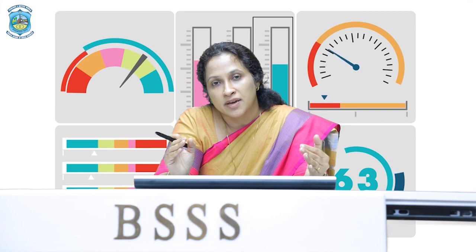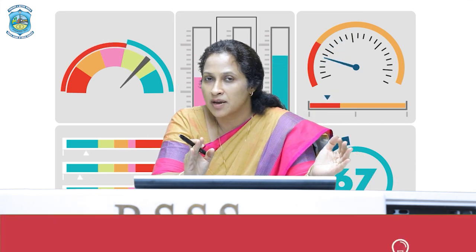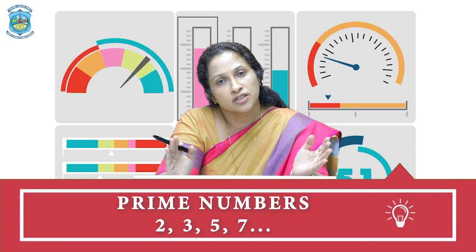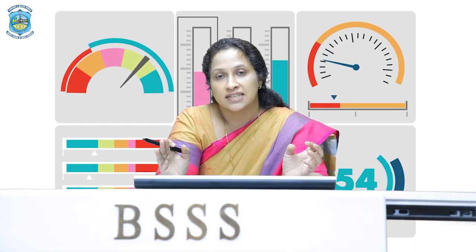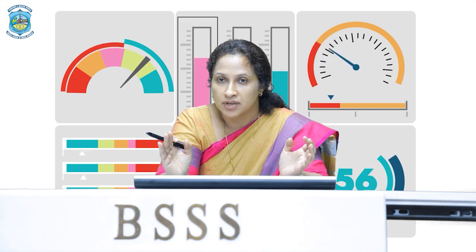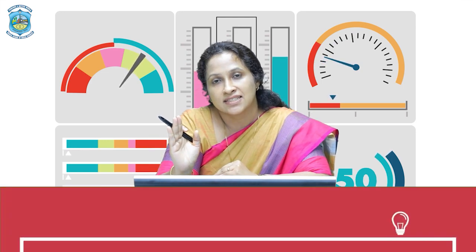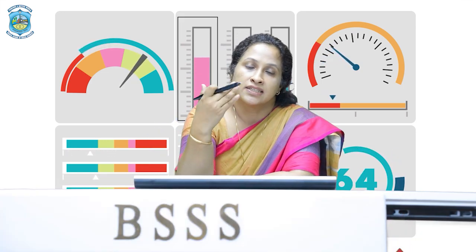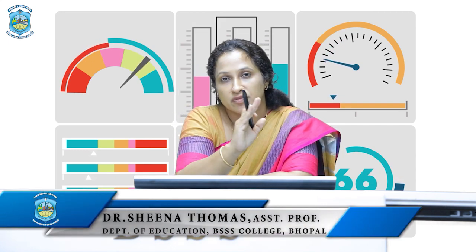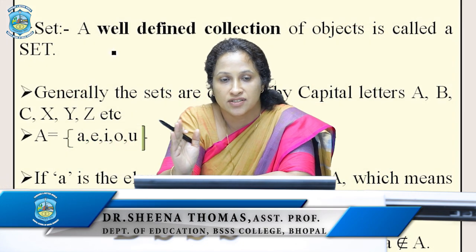If you talk about prime numbers, the single digit prime numbers would be 2, 3, 5, 7. So, this is well defined. It is a set of prime numbers and the condition applies that it is less than 10, or a single digit prime number. So, this makes the difference between a collection and a set. This is the prime difference between a collection and a set.